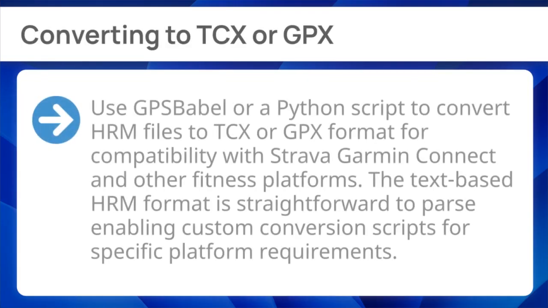Finally, converting to TCX or GPX. Use GPSBabel or a Python script to convert HRM files to TCX or GPX format for compatibility with Strava, Garmin Connect, and other fitness platforms. The text-based HRM format is straightforward to parse, enabling custom conversion scripts for specific platform requirements.